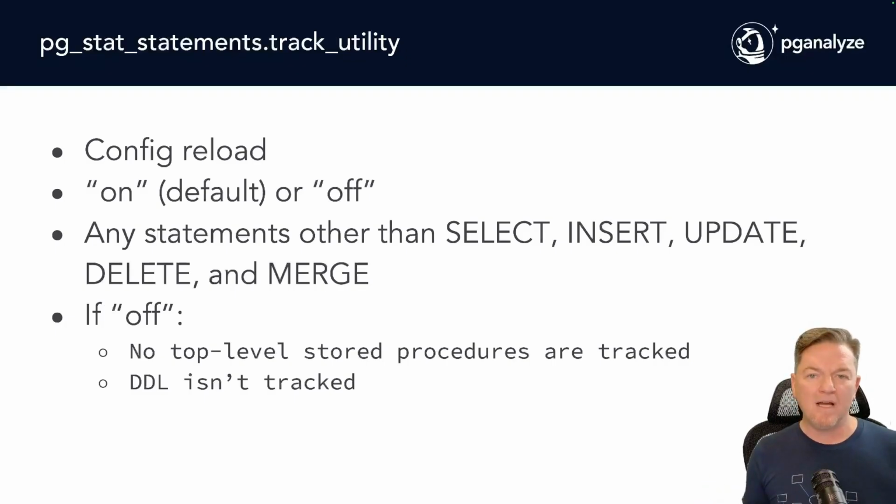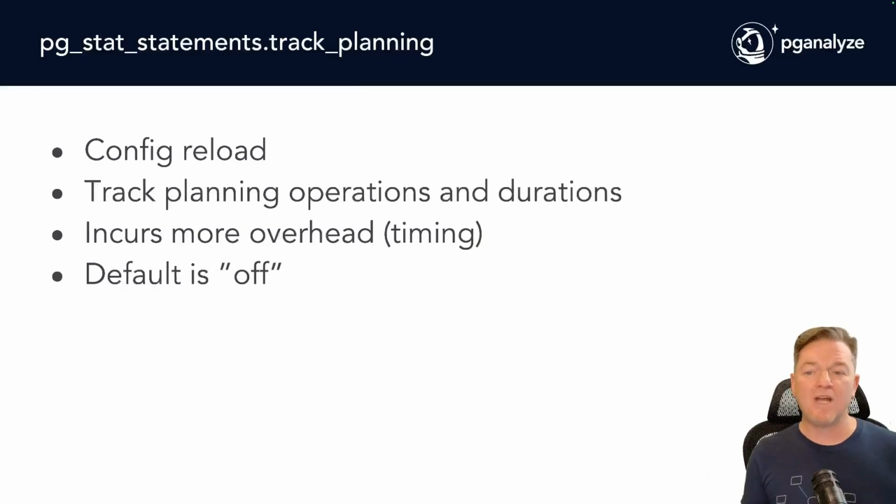So when you're in a bind, if you really don't need them, you can set track utility to off and do a reload to get instant relief. Then we have track planning. This also can be changed through a reload. It's something we talked about in one of the previous videos, and it simply adds planning values to your statements. The default is off because it does incur additional overhead because we're dealing with timing issues during that planning phase.